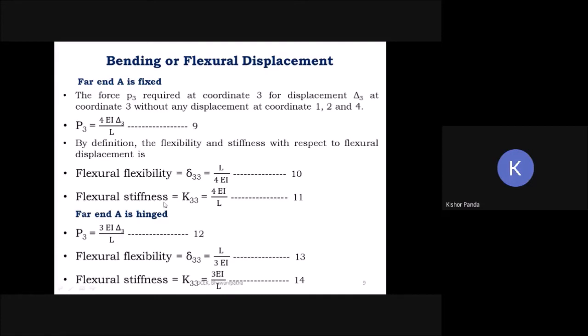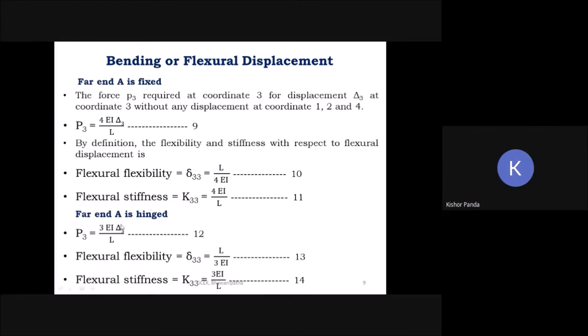Similarly, stiffness. You know what is the definition of stiffness? Force required for unit displacement. So here you have to put the displacement equal to 1. Due to this unit displacement, what is the force required? So you have to take K33, and this is your 1. So K33 is equal to 4EI by L. This is when the far end A is fixed.